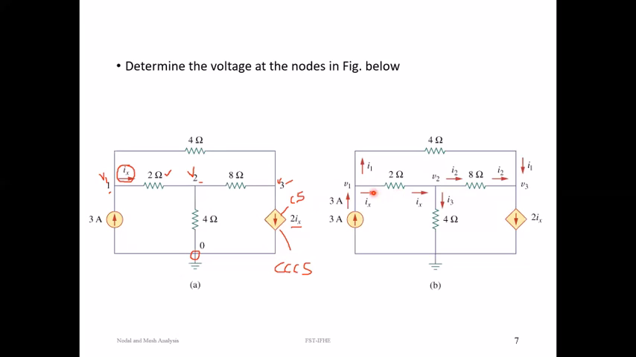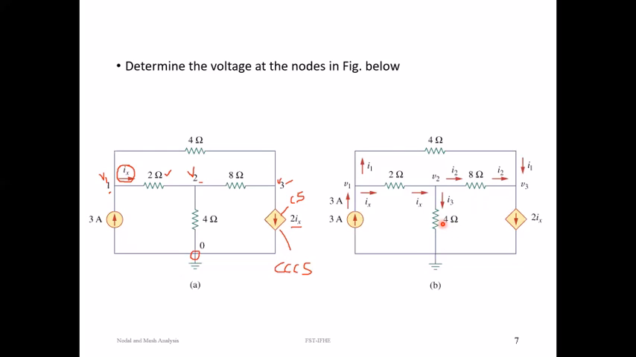So no need to assign a new current, because in the problem he has already mentioned the current flowing through 2 ohms is Ix. So let Ix be flowing through 2 ohms. Let I1 be the current flowing from V1 to V3 through the 4 ohm resistance. Let I2 be the current flowing from V2 to V3 through the 8 ohm resistance. Let I3 be the current flowing from V2 to ground through the 4 ohm resistance.